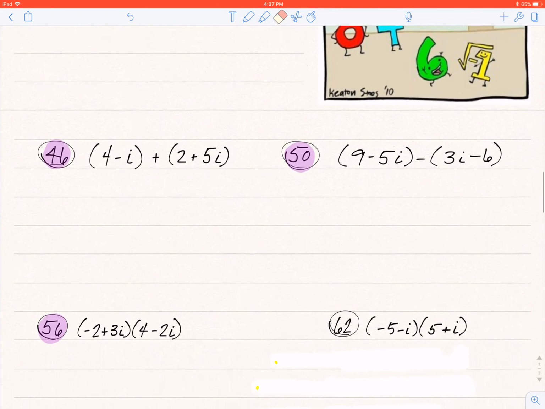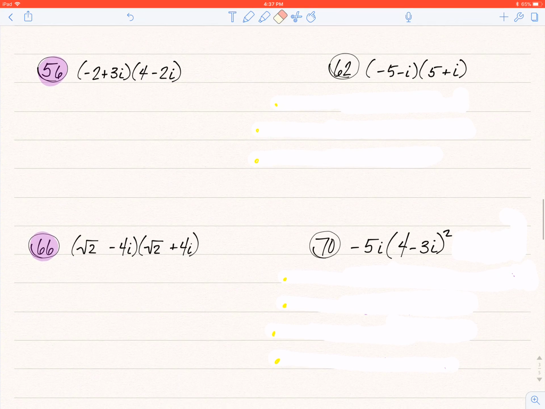Then if you'll go down to number 62, here I'm multiplying two complex numbers. All I have to do is FOIL here: first, outer, inner, last. So if I multiply the first, the outers, the inners, and the last, you'll take a look. Negative 25 is my first. The outers, negative 5i, the inners, negative 5i, and the last, negative i times positive i, is a negative i squared. Don't forget that i squared is the same thing as a negative 1.